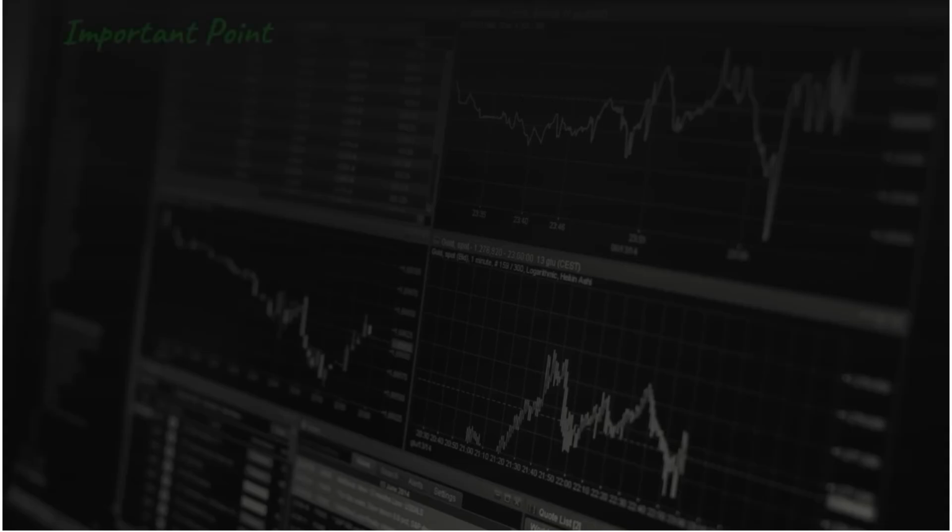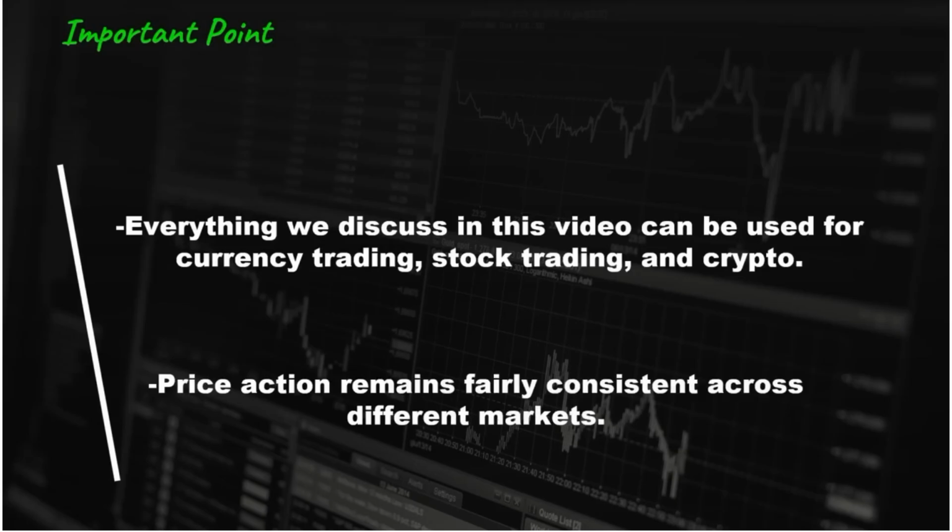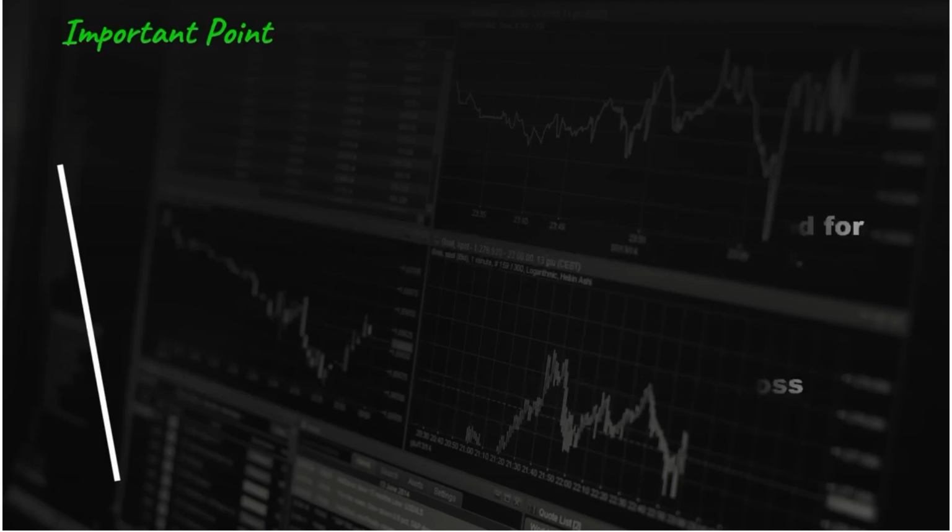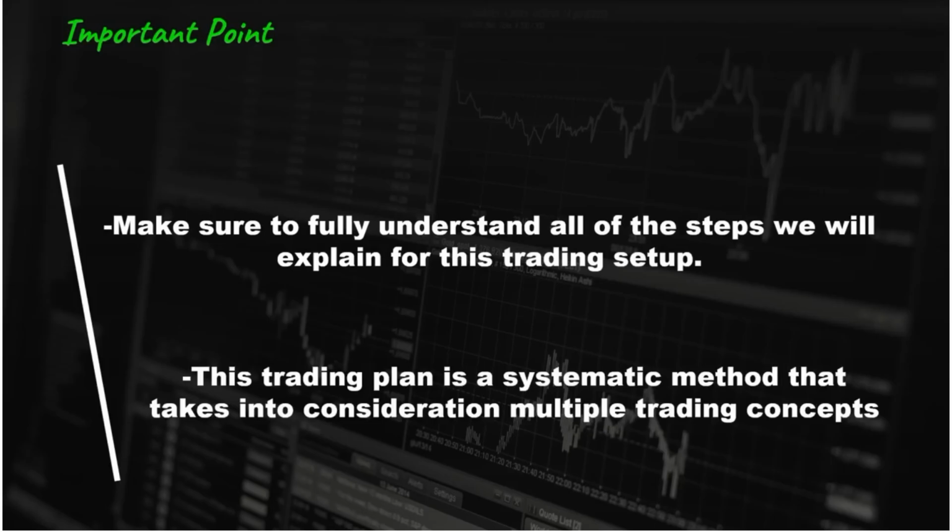Before we start, here are 2 important points about this trading setup. Everything we discuss in this video can be used for currency trading, stock trading, and crypto, because price action remains fairly consistent across different markets. Second, make sure to fully understand all of the steps we will explain for this trading setup before starting to backtest or trade it on the chart. Because this trading plan is a systematic method that takes into consideration multiple trading concepts for achieving the highest accuracy.